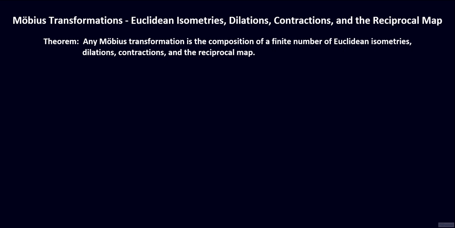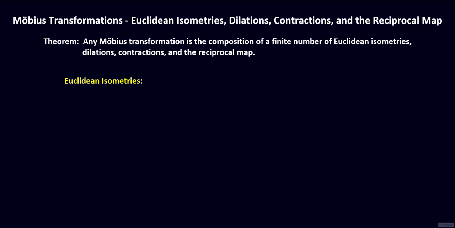In this lecture, we are going to show that every Möbius transformation is the composition of a finite number of Euclidean isometries, dilations, contractions, and the reciprocal map. Before we proceed with the proof, we first describe what these different transformations of the complex plane are.